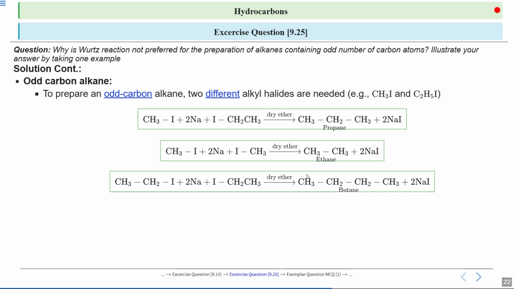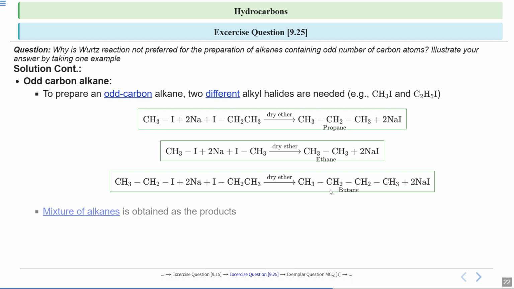Similarly, when two molecules of methyl iodide react in the presence of dry ether and sodium, ethane forms along with the byproduct sodium iodide. And when two molecules of ethyl iodide react in the presence of dry ether and sodium, butane forms along with the byproduct sodium iodide. Notice that along with the propane, we also get ethane and butane as byproducts. This is because the reaction can occur between any of the alkyl halides present, leading to a mixture of products.